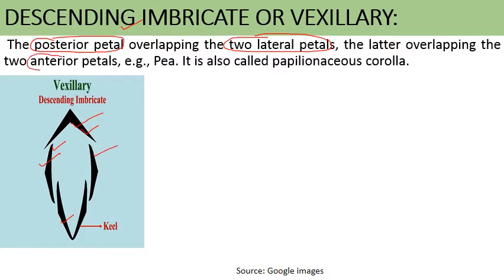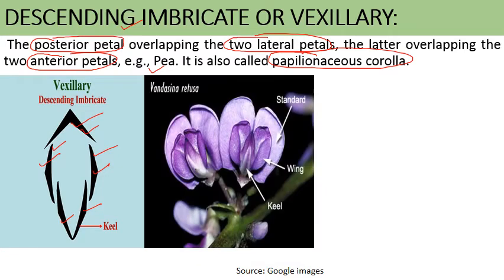और ये जो lateral petals हैं ये further overlap करती हैं दो anterior petals को, and this type of estivation is known as descending imbricate estivation or vexillary estivation. It is found in case of pea, and this type of corolla is also known as Papilionaceous type of corolla. So this is the Papilionaceous corolla which is found in case of pea. इसमें जो बड़ा posterior petal है इसे कहा जाता है standard or vexillum, then two lateral, जो दो lateral हैं इन्हें कहा जाता है wings, और जो further anterior two fused petals हैं उन्हें कहा जाता है keel.